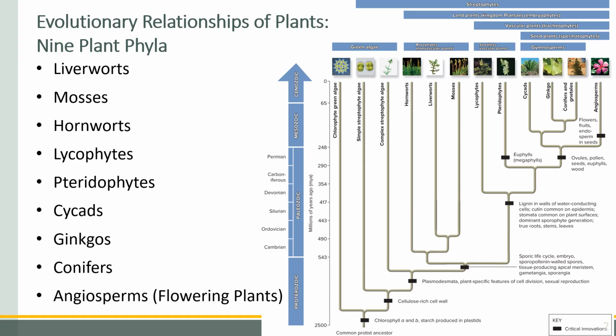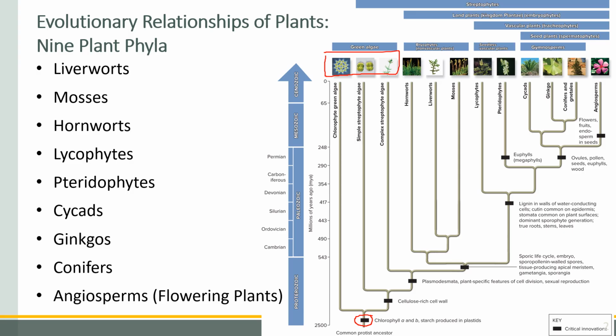On the far left, we have our green algae. So these guys are not land plants, but they're here because they are the closest living relatives. And you'll notice way down here at the bottom, we have chlorophyll A, B, and starch produced in plastids. So these are some very important characteristics of land plants. All of our land plants are going to produce chlorophylls, and all of them are going to store energy as starch.